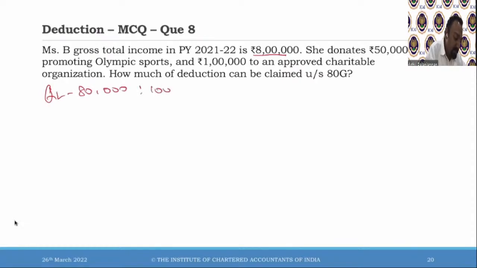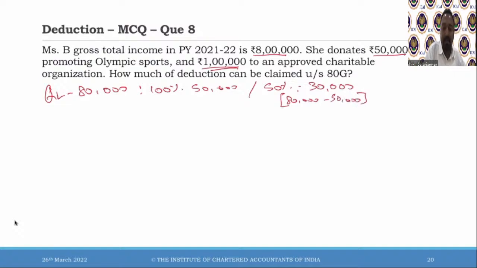So in 80,000, first preference is to 100%. So you give this entire 50,000, right? And then you do 50%, where you are only eligible to do what? You can't claim this 1 lakh. You are only restricted to 30,000. That is 80,000 minus 50,000. So that is how you calculate this. So this into 50%. It's just 15,000. So total 80G will be 65,000.